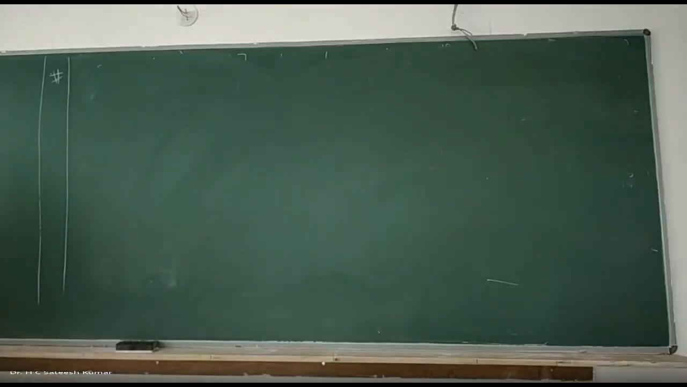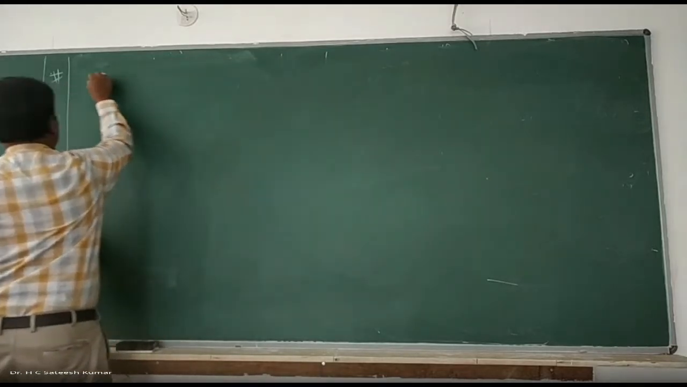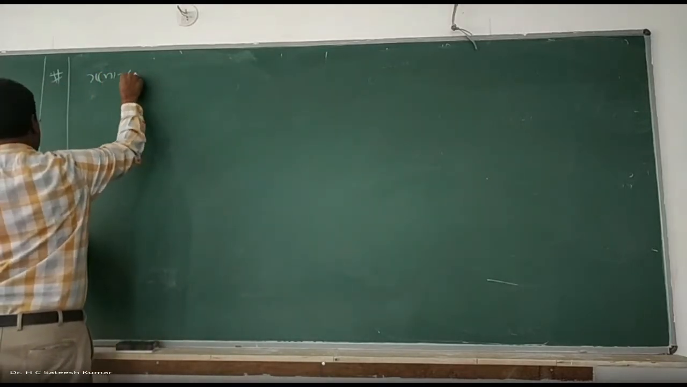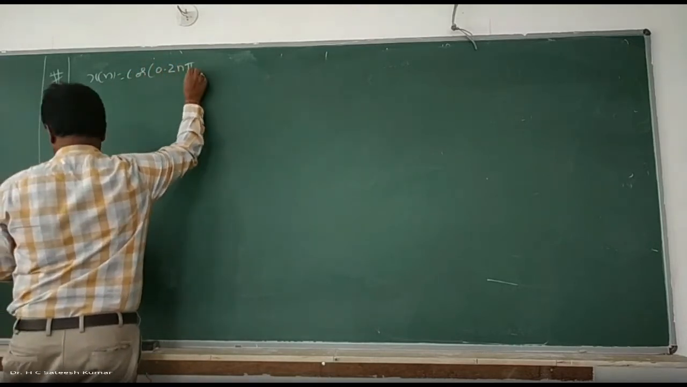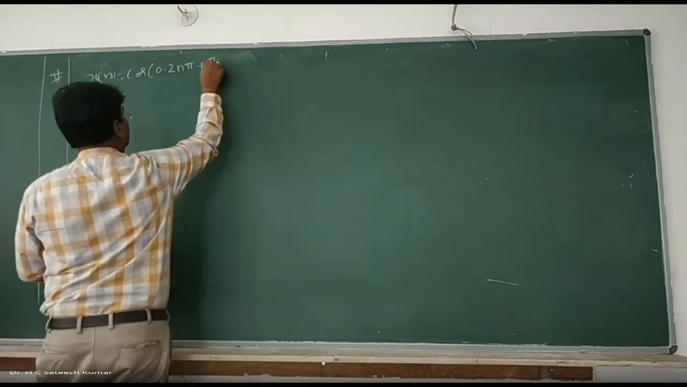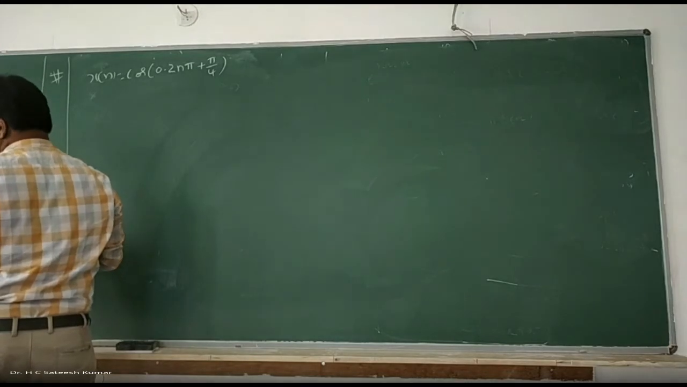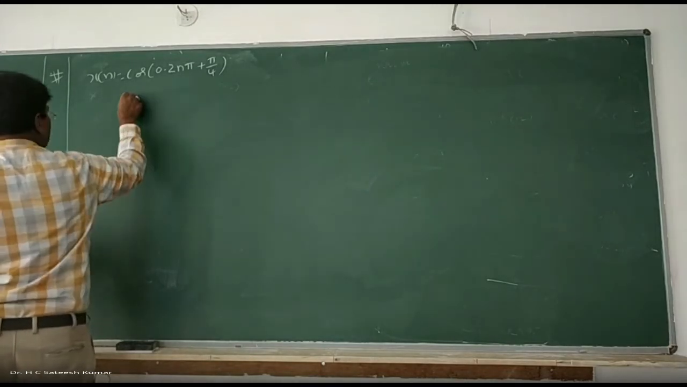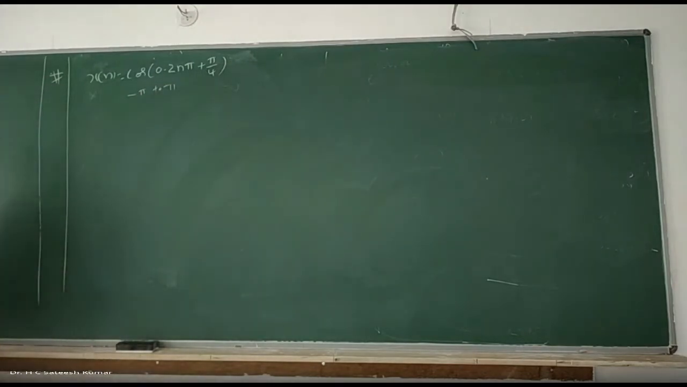Okay. Let us go for the next problem. Find the DTFT of x of n is equal to cos of 0.2 n pi plus pi by 4. Find and sketch amplitude and phase spectra between minus pi to plus pi. You'll have to find as well as sketch the amplitude as well as phase spectra.